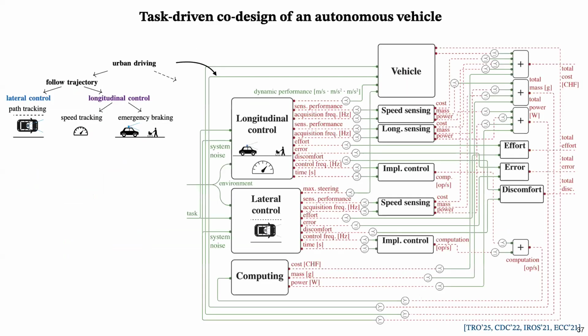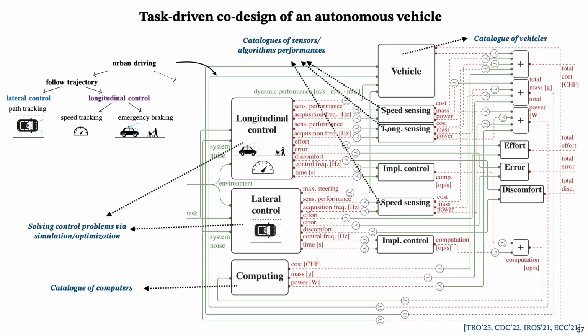So to show you a toy example, let's think about the task of urban driving expressed as following a trajectory, decomposed into lateral control and longitudinal control. And now longitudinal control can be further decomposed into speed tracking and emergency brake. You see, this small decomposition already gives rise to many boxes. You can design the controller for the two actions. You can design the implementation of the algorithm that accounts for computation and so on. You can choose the vehicle you want to automate. You can choose the perception system, and you can choose how to account for errors, efforts, and this kind.